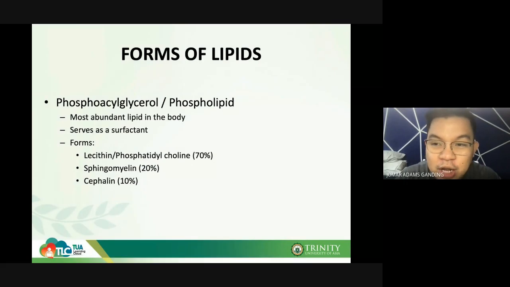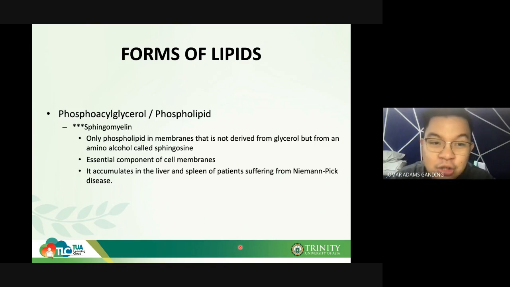Okay, so again, remember your lecithin, your phosphatidylcholine, your sphingomyelin, and your cephalin are the three forms most commonly found in our body. So the majority, 70%, are your lecithin, 20% are your sphingomyelin, and 10% are your cephalin. So a quick highlight for your sphingomyelin. Your sphingomyelin is the only phospholipid in membranes that is not derived from glycerol, but is actually derived from an amino alcohol called sphingosine.